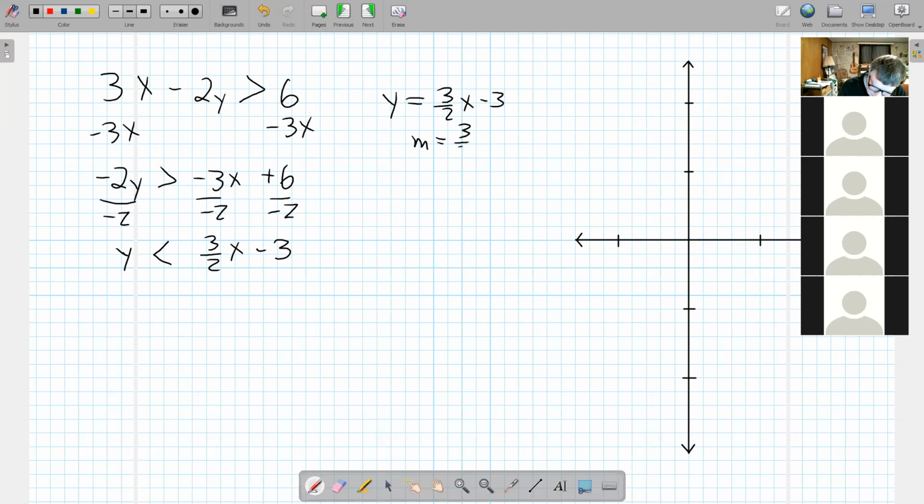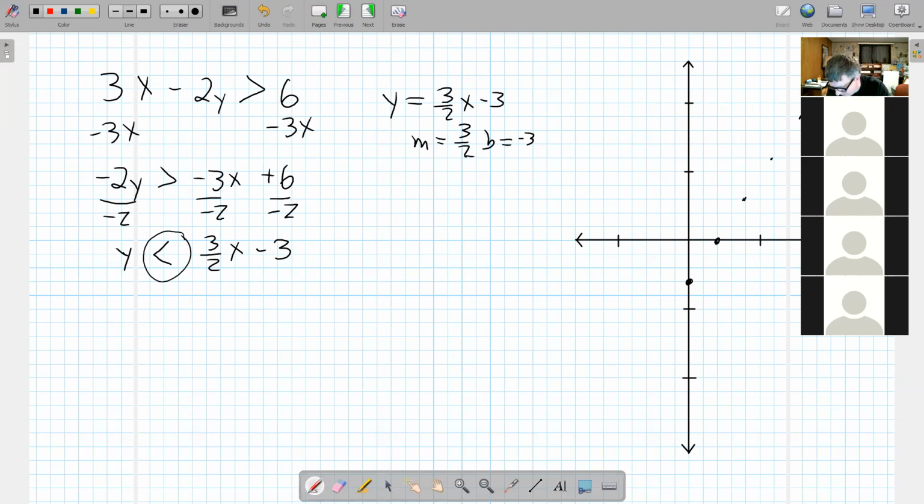Now, the equation related to that would be y equals 3/2 x minus 3. So the slope would be 3/2, and the y-intercept would be negative 3. So I'm going to plot negative 3, and then using the slope, I'm going to go up 3 and over 2.